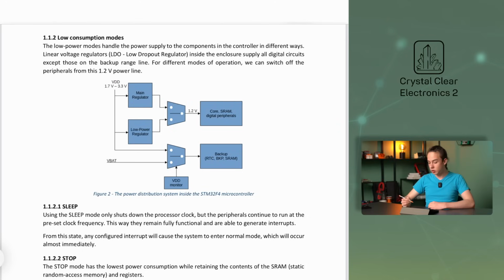The next bigger group contains the low consumption modes. The low power modes handle the power supply to the components in the controller in different ways. Linear voltage regulators, which are LDOs, short for low dropout regulators, can be found inside the case. These supply all digital circuits except those on the backup range line. For different modes of operation, we can switch off the peripherals from this 1.2 volt power line.